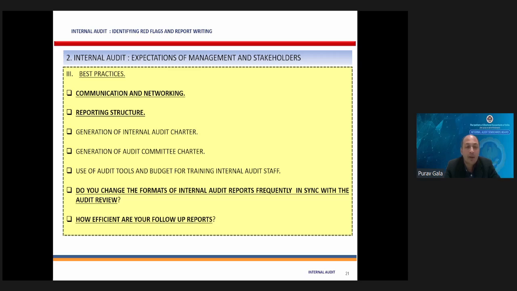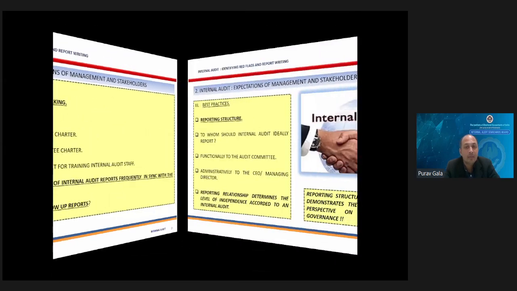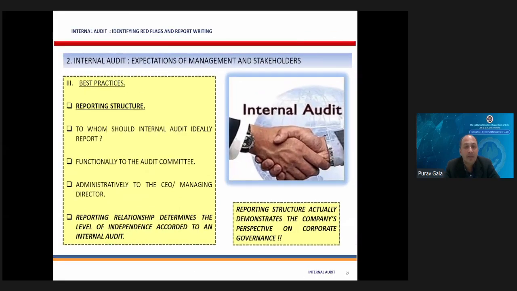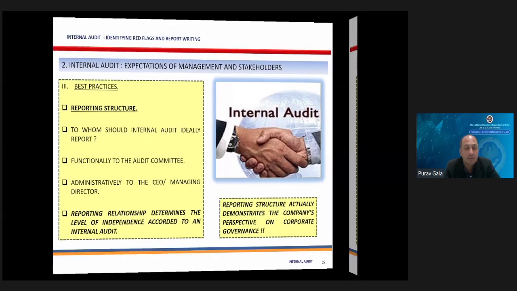One more important thing is following up on an audit report with respect to action plan. Ideally, if it is a listed company, internal audit should be reporting to the audit committee. Administratively, maybe to the CEO, CFO, or managing director. Reporting structure actually demonstrates the company's perspective on corporate governance.